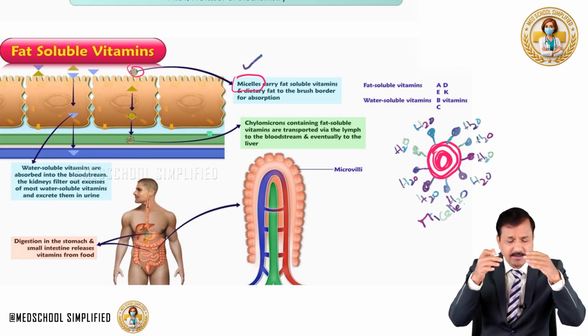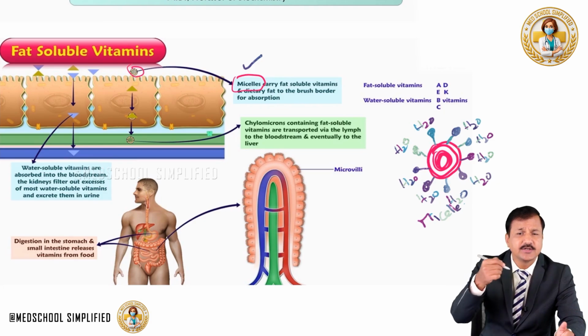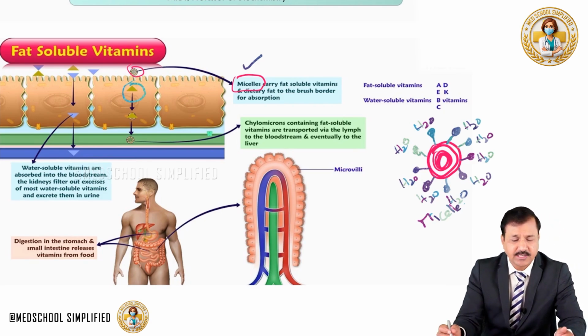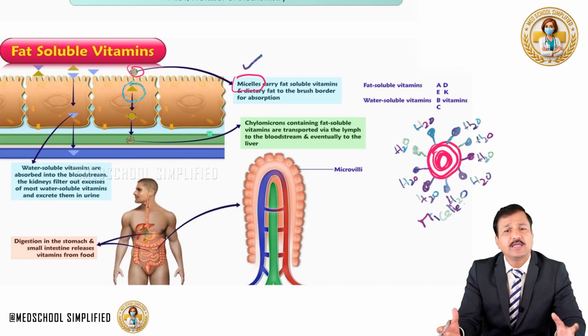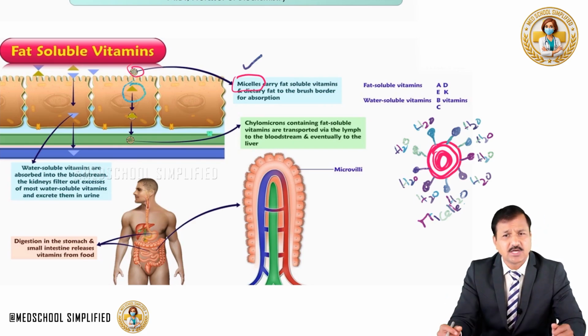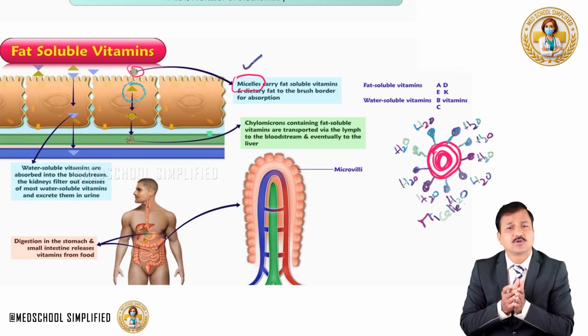So once vitamin A, D, E, K in their simpler form enter into the enterocyte, that's what is shown here. It is now entering into the enterocyte. Once it is inside the enterocyte, they will undergo a re-esterification process. That means the fatty acid which was released from the fat soluble vitamin will be reattached within the enterocyte.